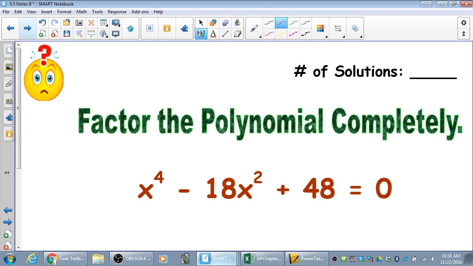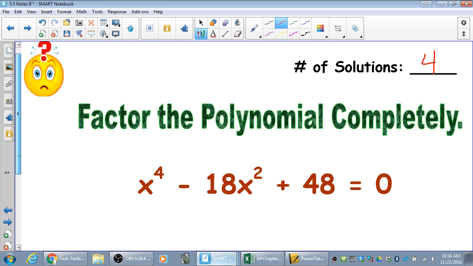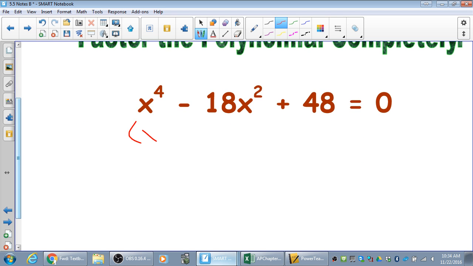Number of solutions, again, this is a power of 4. This is a quartic polynomial. We need 4 answers. Whether they're real or imaginary, we need a total of 4. Yeah, we got x squared and x squared.